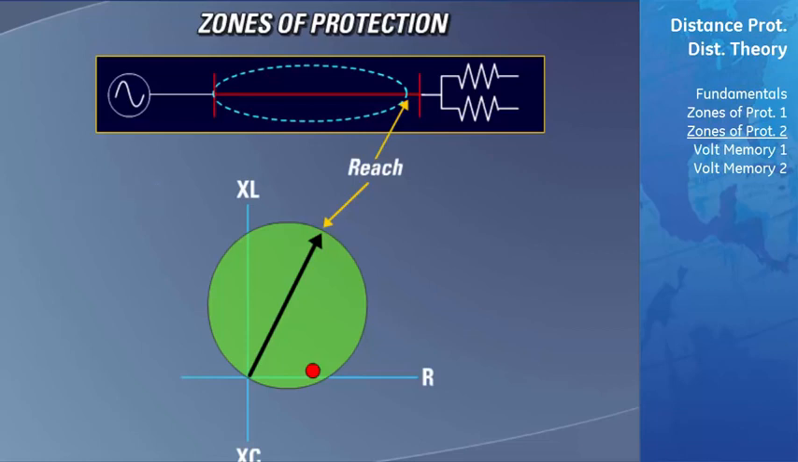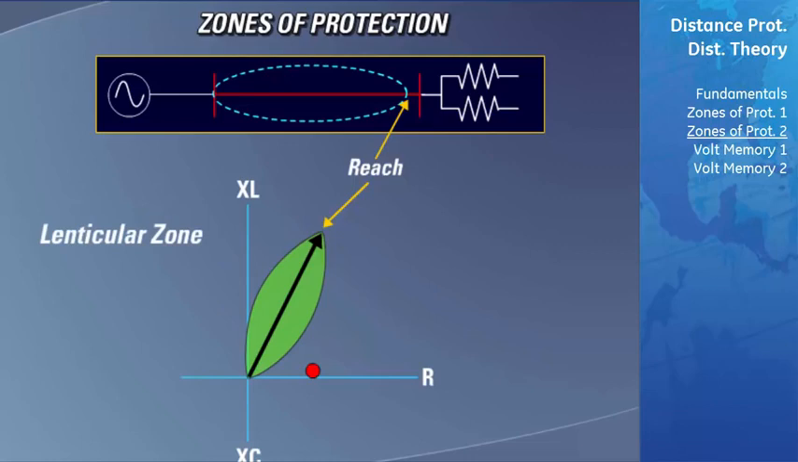The mho zone can be altered to form a lenticular shape, which only allows tripping when the impedance falls very close to the angle of the transmission line impedance. Therefore, highly loaded systems, which cause the impedance point to approach very near the origin, will not result in tripping the transmission line.